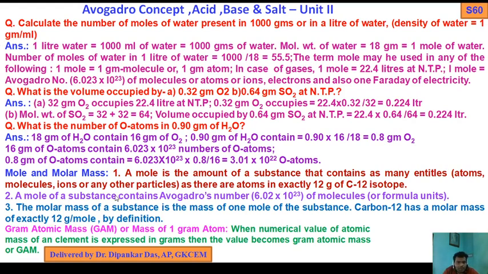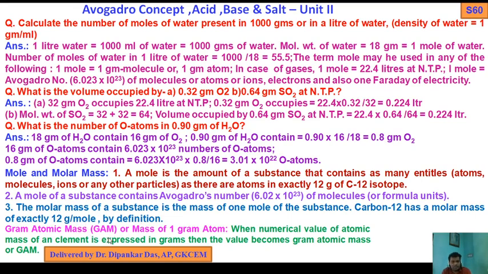A mole of a substance contains the Avogadro number, 6.022 into 10 to the power 23, of molecules or formula units. The molar mass of a substance is the mass of 1 mole of the substance. So carbon-12 has a molar mass of exactly 12 gram per mole by definition.